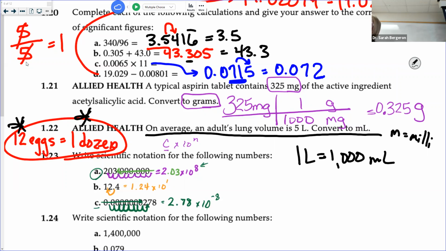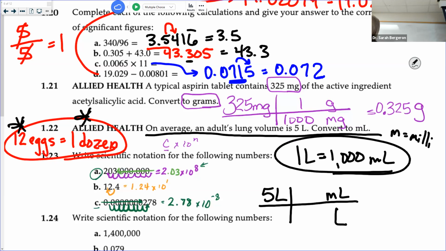So what am I starting with? 5 liters, right? 5 liters. Put my fence posts up. If I want to remove liters, where do I put liters? At the bottom. What do I put on the top? Now, what value goes in front of milliliters? 1 or 1,000? Look at your equivalent relationship. What goes with milliliters? 1,000. What goes with liters? 1. What do I get? 5,000 milliliters. Now that one was really easy, but trust me, we are going to build up to way more. Okay, it's important that you get the base.